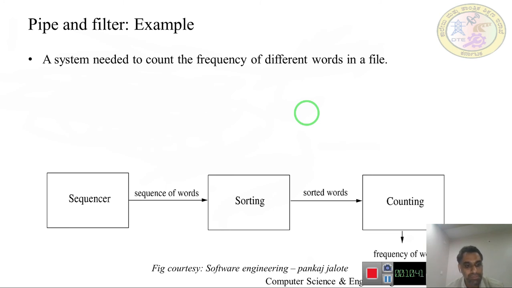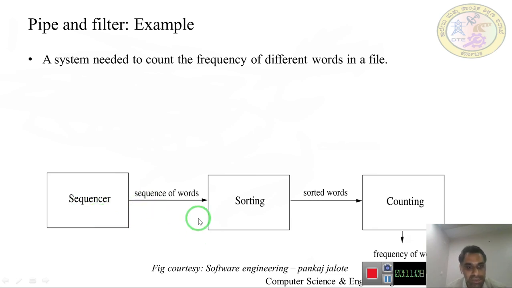So how will you do it? Given below is the diagram. What does the diagram say? This architecture proposes that the input data is first split into a sequence of words by a component called sequencer. What does it have to do? It has to split the input data into a sequence of words. Fine. It does this through the sequencer.